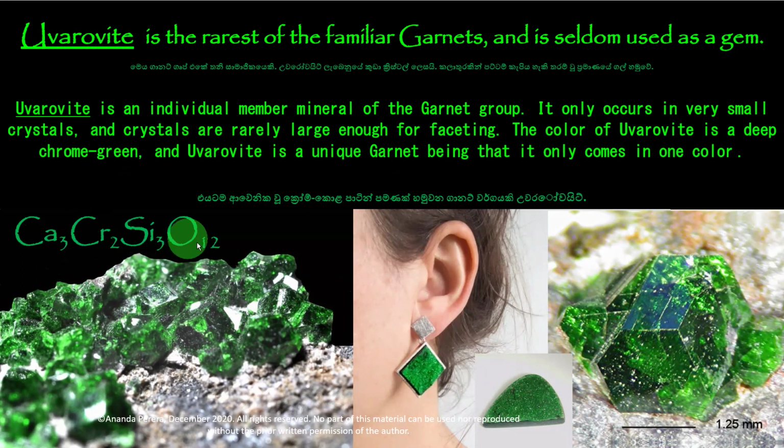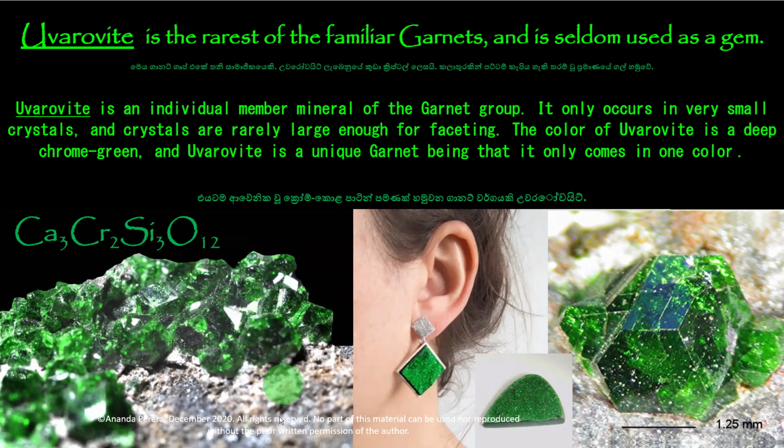The color of Uvarovite is a deep chrome green because of its high chromium content. Calcium chromium silicate is the chemical formula. No aluminium there; instead of aluminium, chromium is there. So calcium chromium silicate is the name for Uvarovite. And Uvarovite is a unique garnet, being that it only comes in one color, deep chrome green, like emerald.